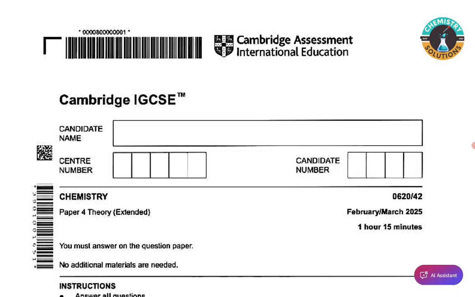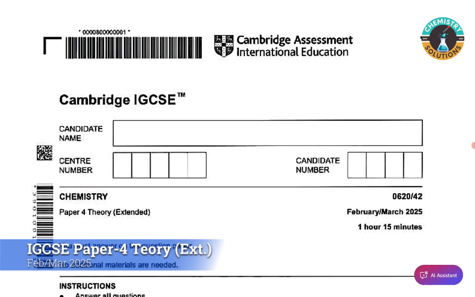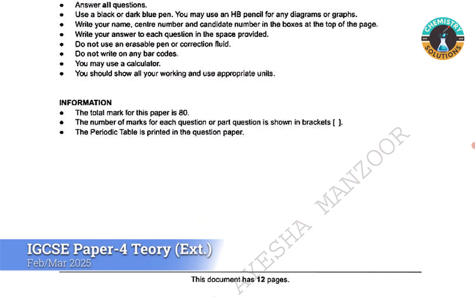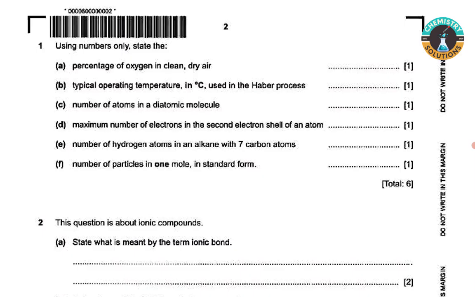Chemistry Solutions. So today in this lesson we are going to do the Cambridge IGCSE Paper 4 Theory Extended 0620/42, February/March 2025. So the first question is: using numbers only, state the percentage of oxygen in clean dry air.